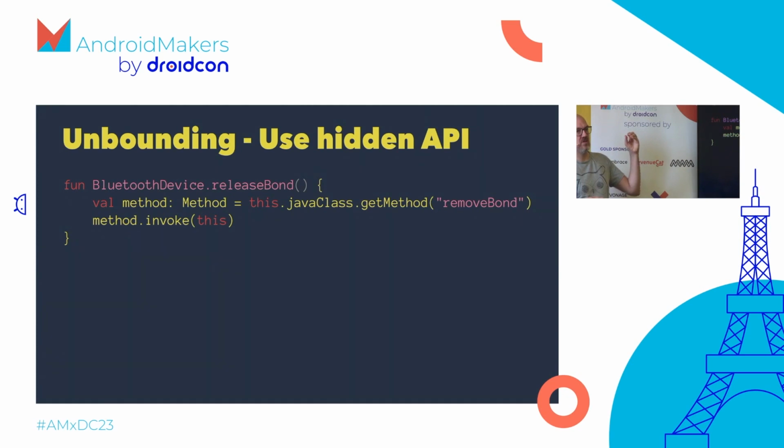If the user does not remove it, they will have stale keys on their phone, so they can't connect again, which ends up in a very weird user scenario. So you need to provide this one. And the only way to do this, because this is a hidden API, it's not a system API, you are allowed to call it, but you need to use reflection to call this.